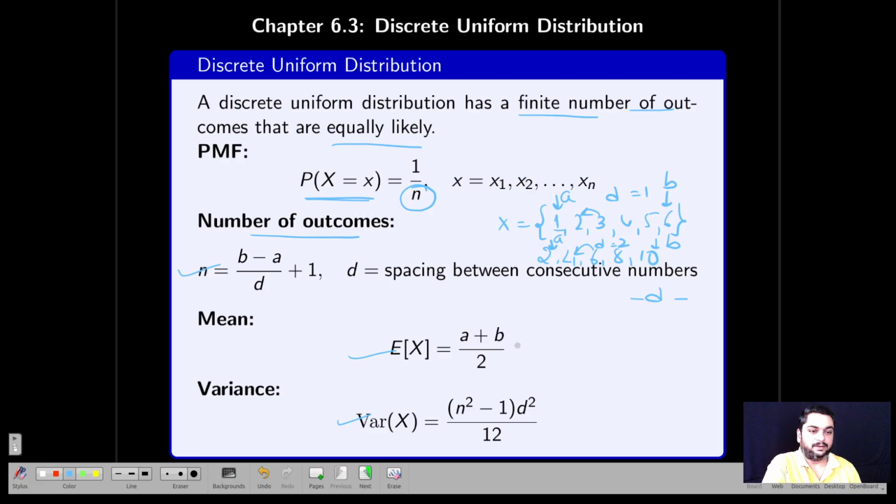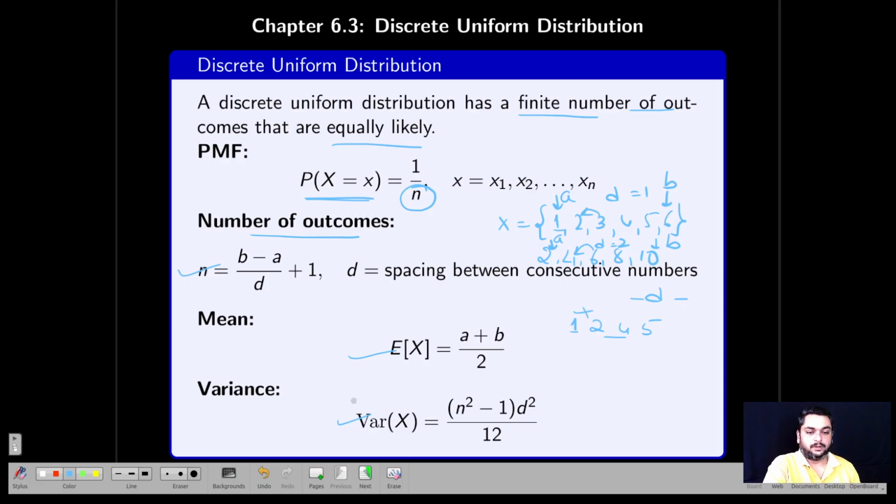Now how will you get the mean? Mean value is equal to (a plus b) by 2, because it's the central value. The spacing doesn't matter; the only thing is they have to be evenly spaced. That means they can have numbers like 1, 2, 3, 4, 5, 6, or I can have 2, 4, 6, but I cannot have 1, 2, 4, 5, because there is no even spacing between them. So we cannot apply uniform distribution in such cases.